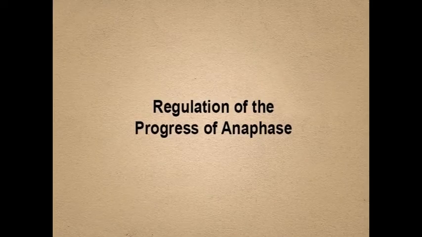Self-association of the bound complexes via their coil domains and the supercoiling of the DNA segments between them are supposed to cause the condensation of the chromosomes during mitosis. Now let's come to the regulation of the progress of anaphase.